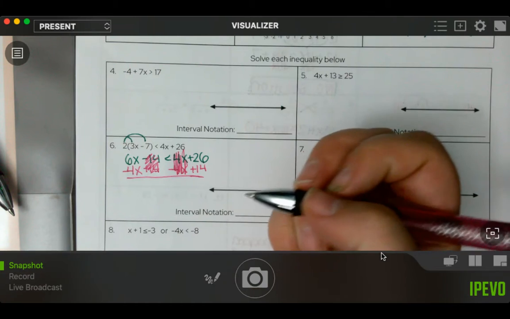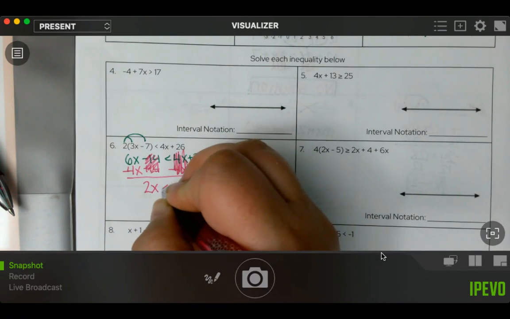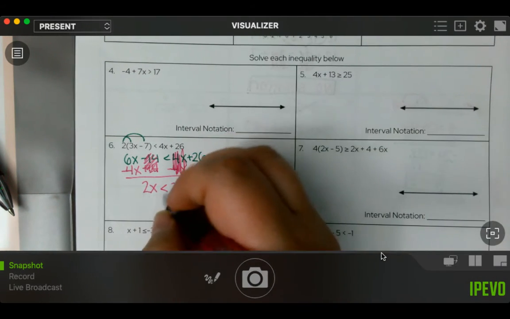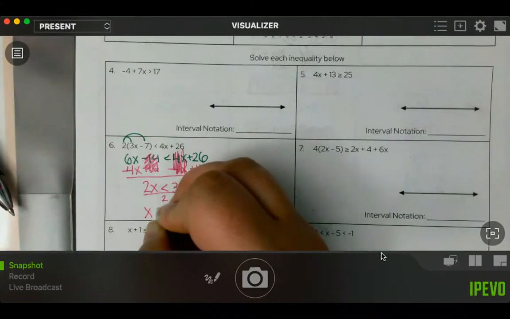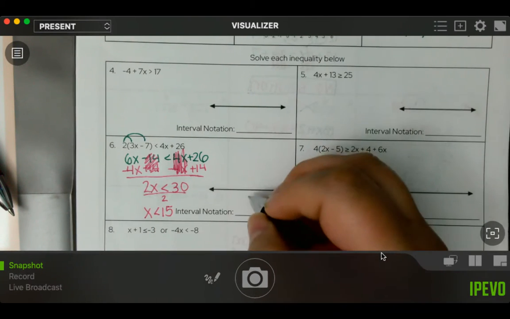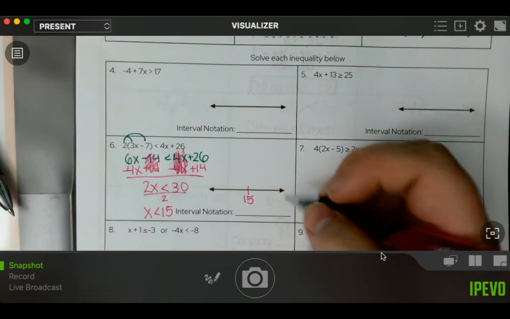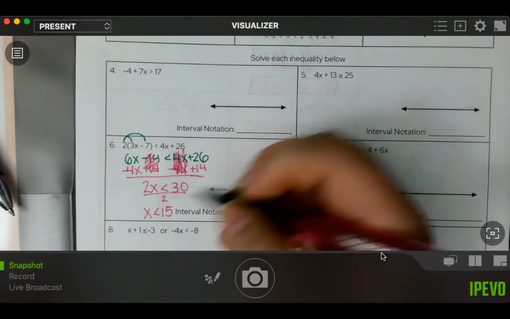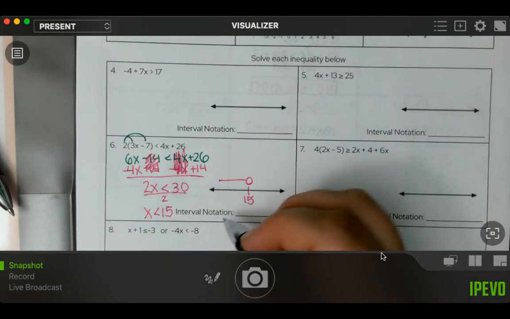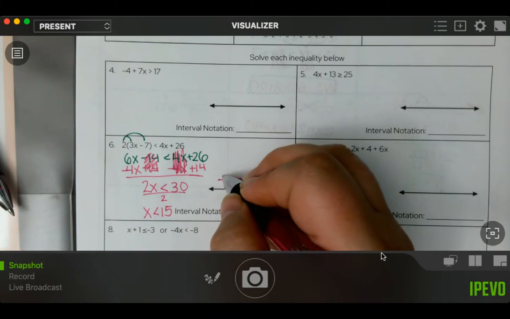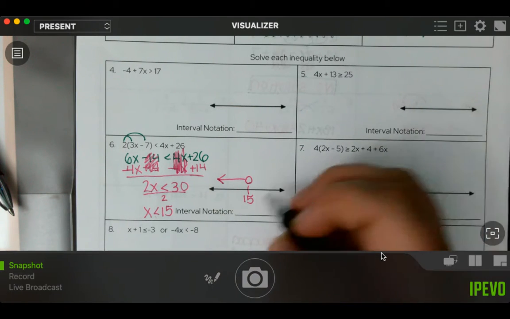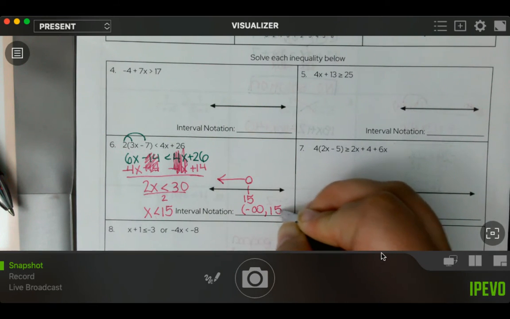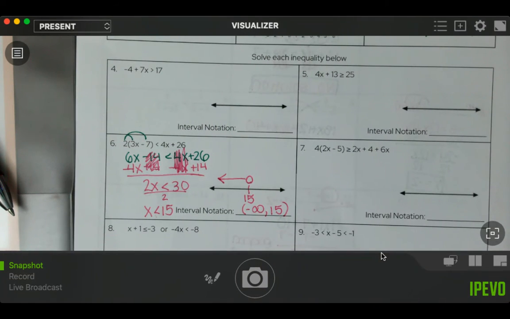That cancels that out. 6x minus 4x is 2x. And 26 plus 14 is 30. Then you just divide by 2. And x is less than 15. So 15 is what goes on your number line. Gets an open circle because it doesn't have the little line underneath. And you're going to the left because that's which way that symbol is pointing. Also, you should end up drawing this symbol at the end of your line. Like that. The interval notation for this one is -infinity to 15. Parentheses because there's not a closed circle in sight.